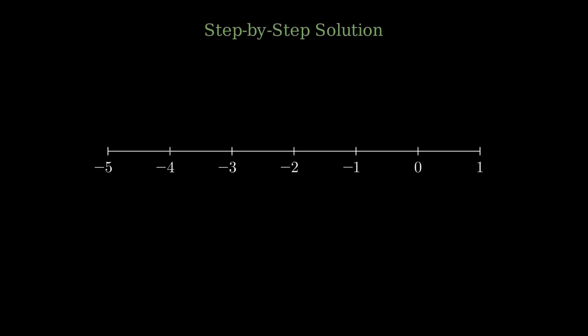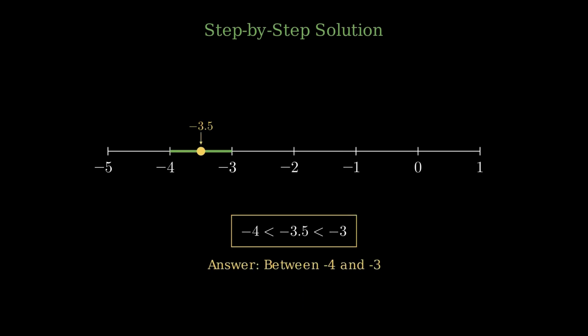Here is the solution. Since negative 3.5 is a negative number, we look to the left of 0. Moving left, negative 3.5 is less than negative 3, but greater than negative 4. Therefore, it lies exactly between negative 4 and negative 3.